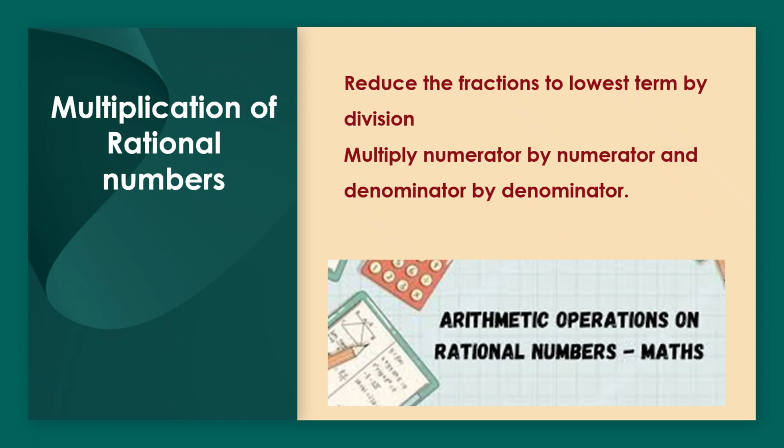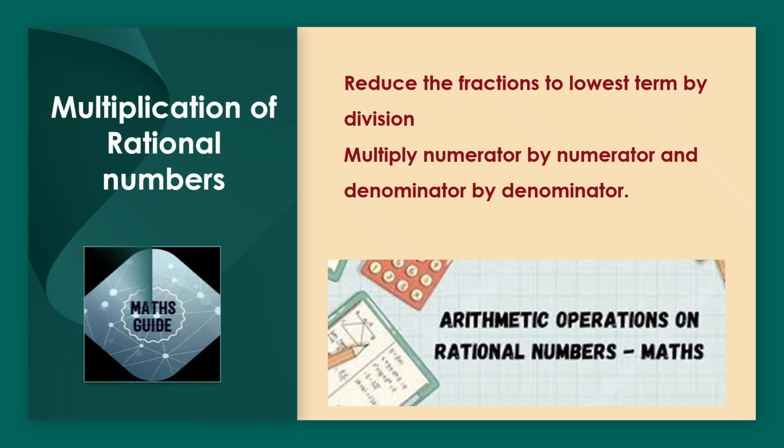Now let's start with the multiplication of rational numbers. If we have rational numbers in the form of fractions, we can multiply the numerator of the first fraction with the numerator of the second fraction, and similarly we will multiply the denominator of the first fraction with the denominator of the second fraction. Then after this we can cancel common factors to make the calculation easier. It means we will reduce the fraction into the lowest term.